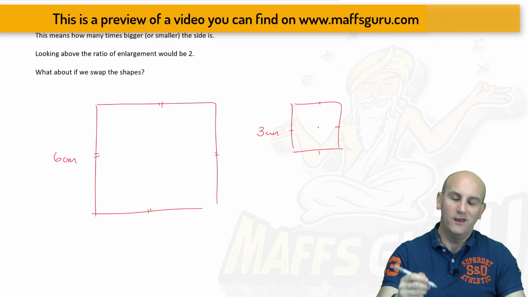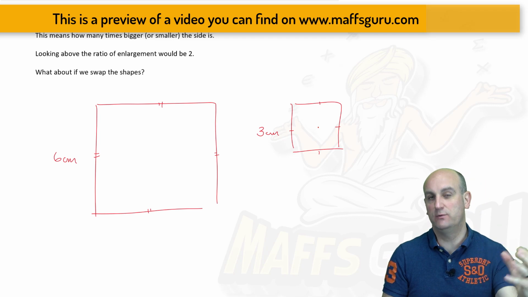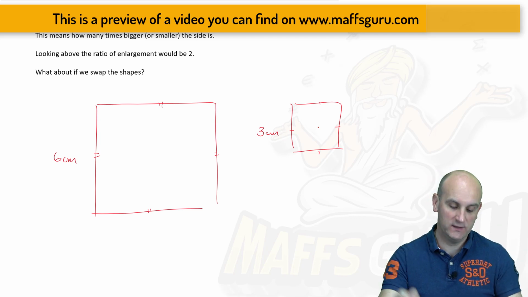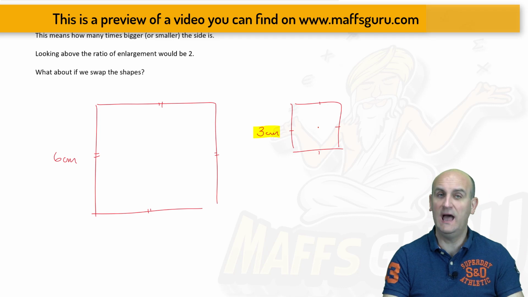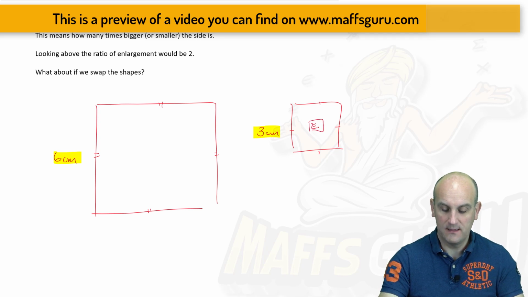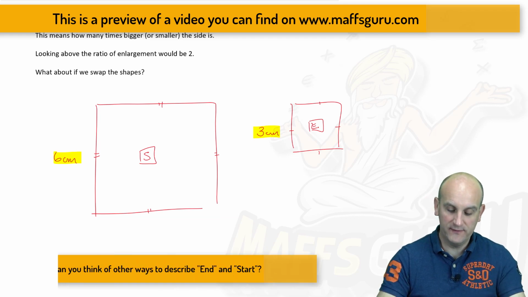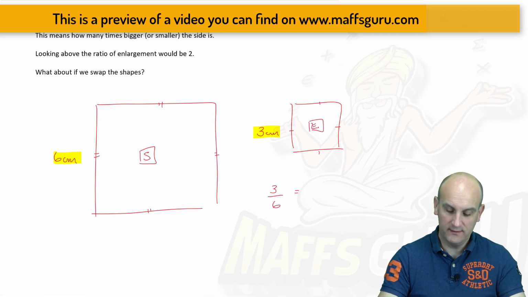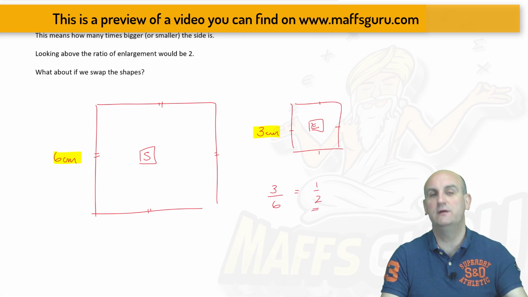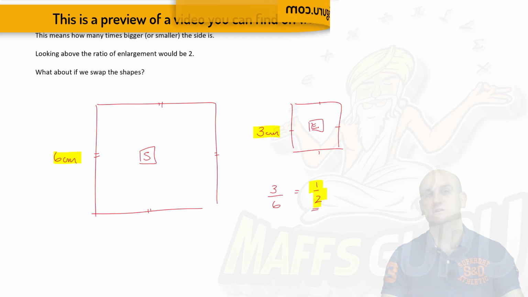Well, because when we do with ratio, we have to know, well, what square are we starting with, or what shape are we starting with, and what shape are we finishing with? And in this situation here, we have 3 centimeters and 6 centimeters. So assuming that this here is my end shape, and this here is my start shape, well, my ratio of sides would in this situation be 3 on 6. And that's not 2, that is in fact half. Everyone out there knows that 3 on 6 is equal to a half. So the ratio of my side lengths is actually 1/2.